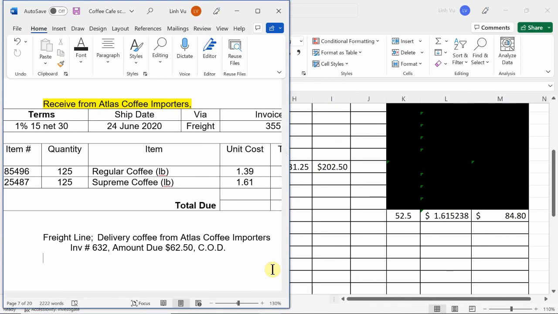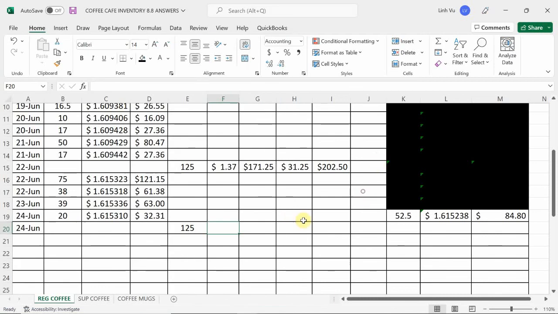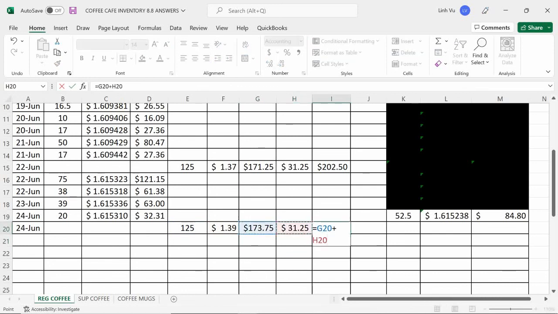1.615238. Oh, no, no, no. What I purchased it for. $1.39 per pound. So that's going to give me 173.75 plus 31.25 gave me the total of 205.